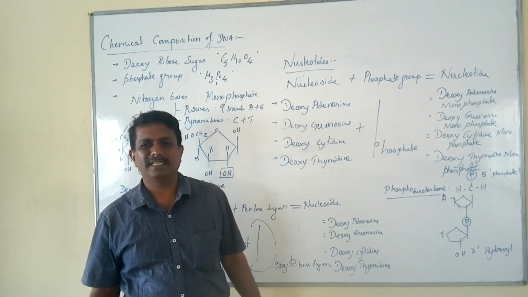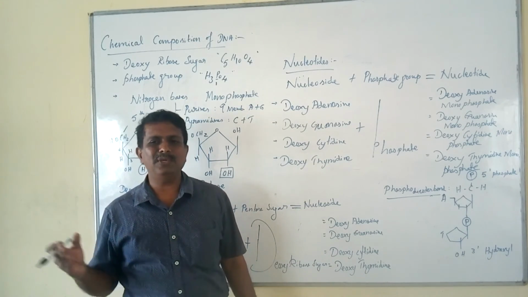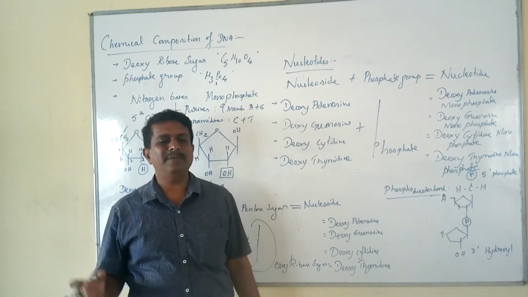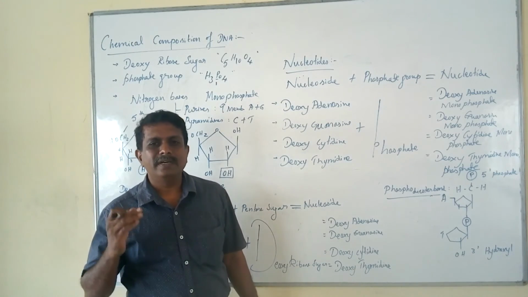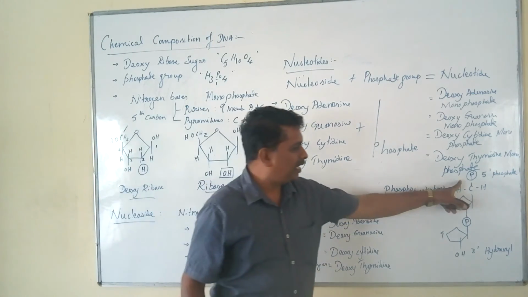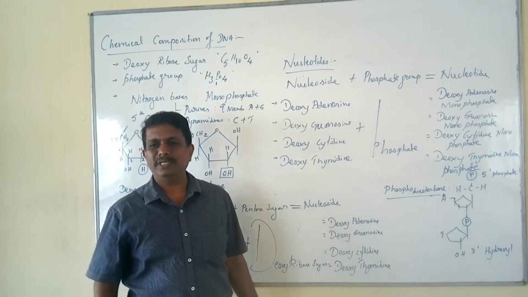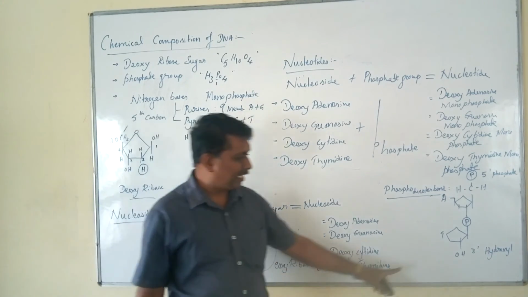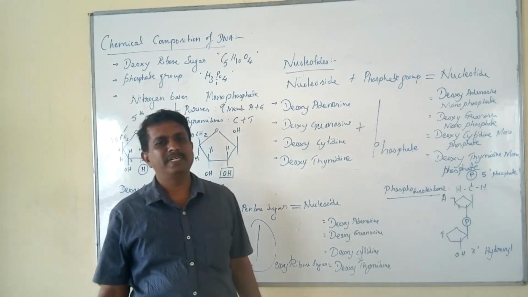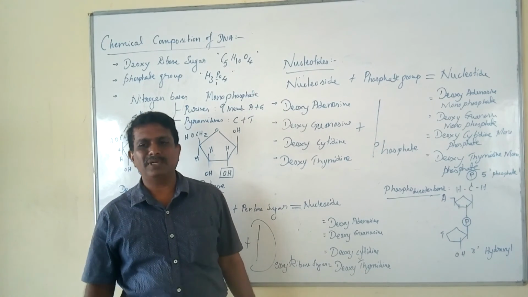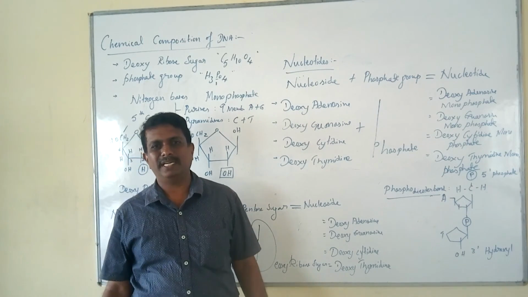A number of such nucleotides are linked to form a polynucleotide chain, and a polymer is formed, characterized by the presence of a phosphate group toward the 5th position of the pentose sugar, the 5' end. The other end is characterized by the presence of an OH group, the 3' end of the polynucleotide chain.